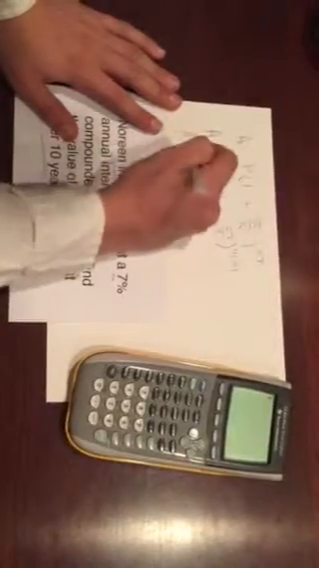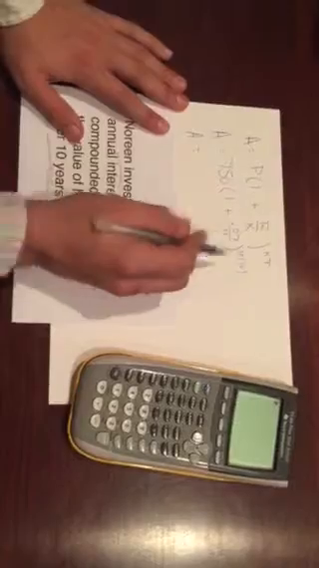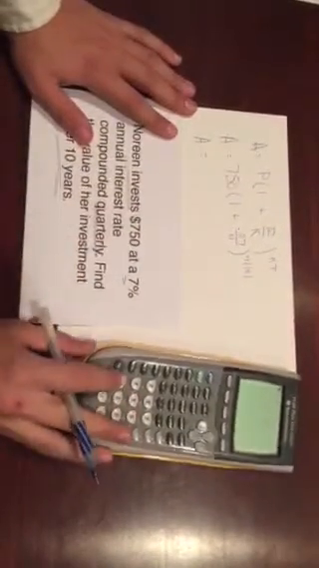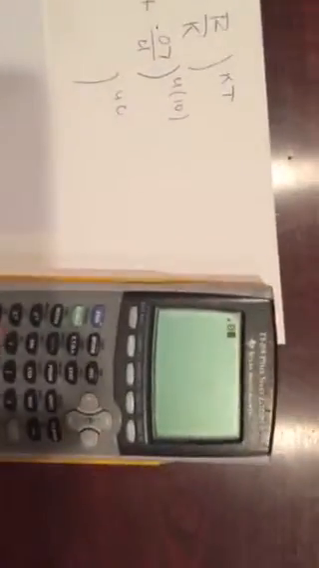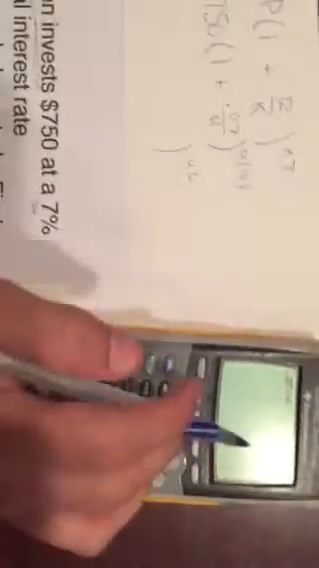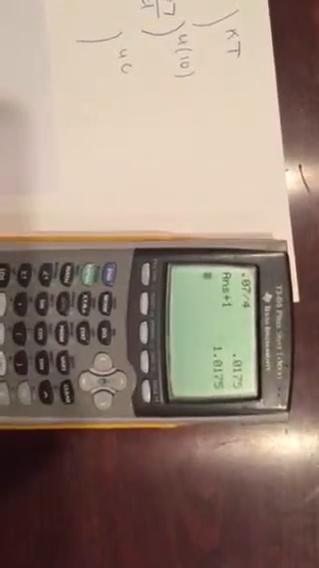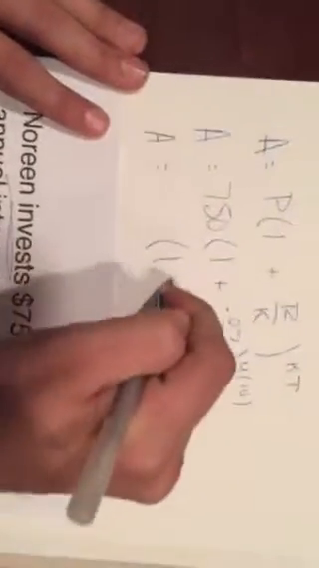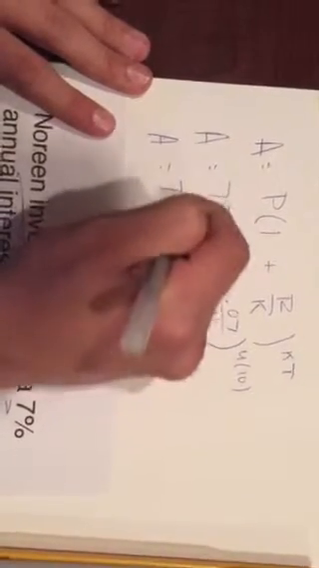Okay, so now we will solve. If we look at the formula and type it into our calculator, 4 times 10 is 40. 0.07 divided by 4 equals 0.0175. Plus 1 equals 1.0175. Times 750.